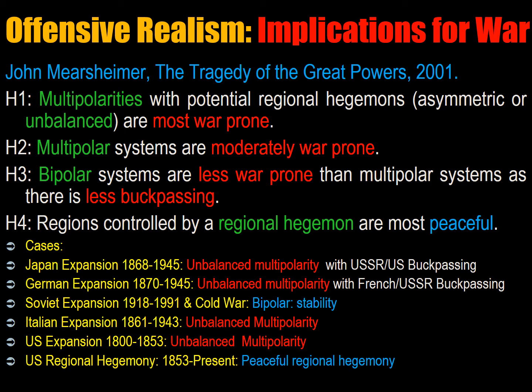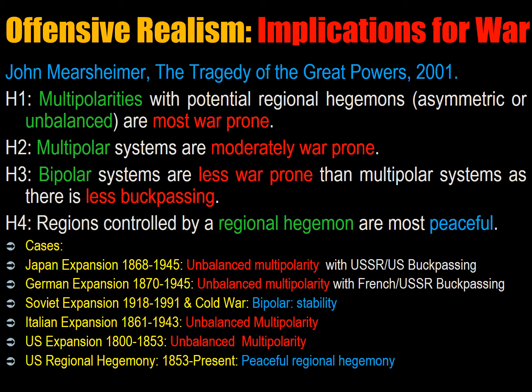Hypothesis 3, bipolar systems are less war-prone than multipolar systems as there is less buck-passing. If you have the USSR and the US, well, they have to confront each other in the Cold War. There's no one else to help them. They can't avoid responsibility, so they're going to confront each other. In the absence of buck-passing, if the Soviet Union and France had unified against Nazi Germany, World War II would not have happened. Hypothesis 4, regions controlled by a regional hegemon are the most peaceful. Canada is very peaceful, thanks to the US.